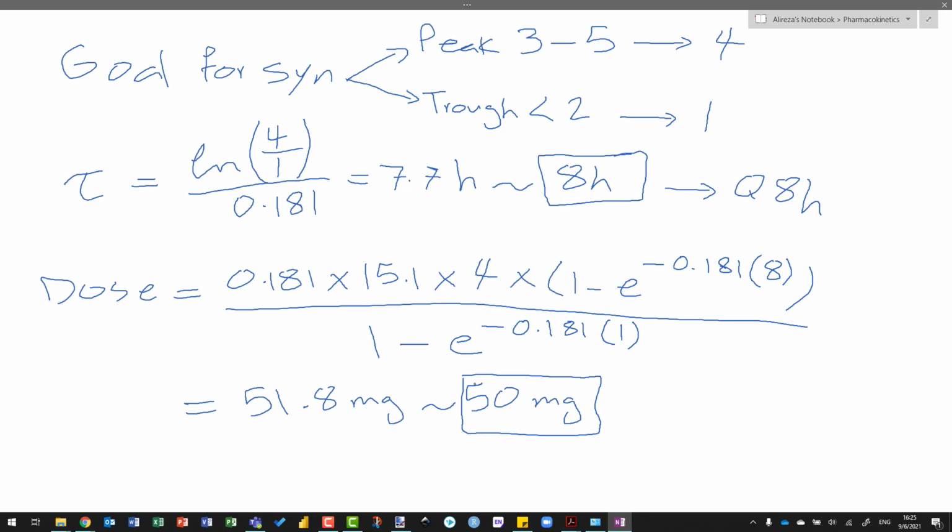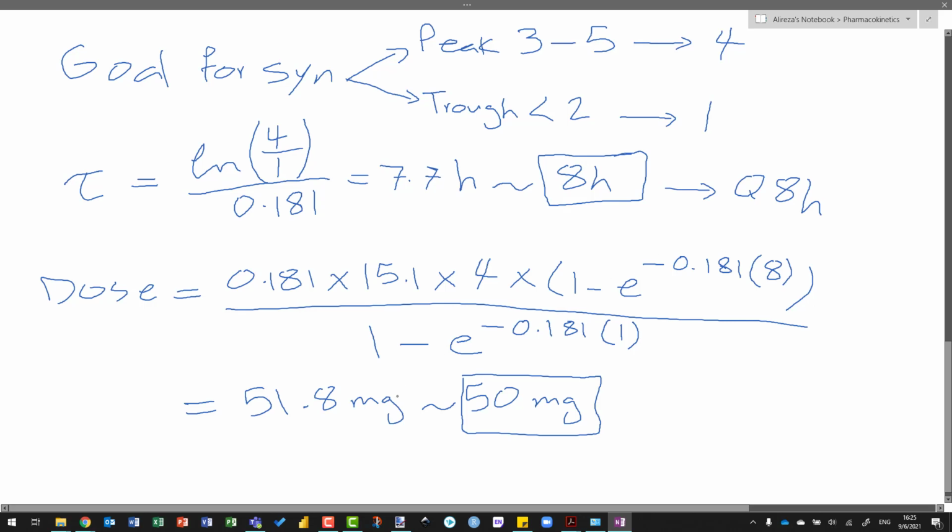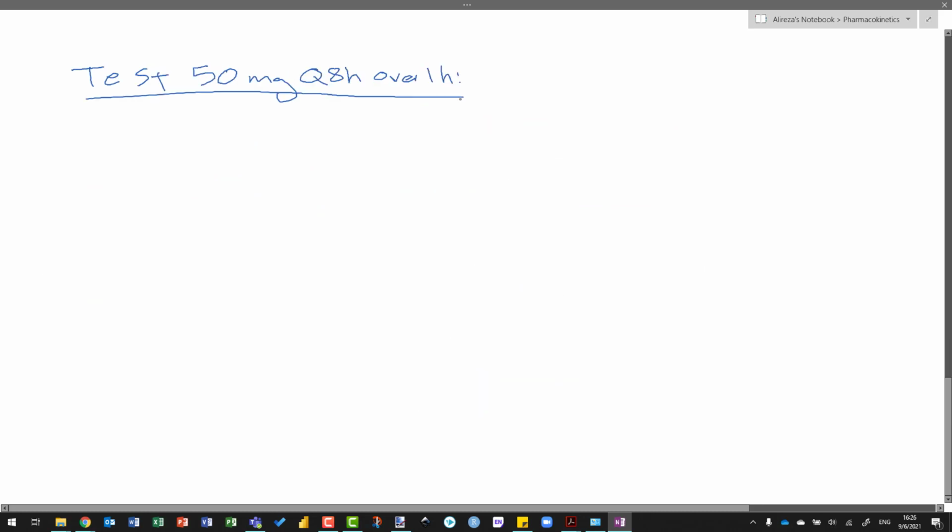Before we recommend this, since we did some rounding, we want to make sure that if we recommend this dose, we will get the peak and trough that we want. So we're going to test 50 milligram every 8 hours over 1 hour to see what would be the predicted peak. So now remember, we wanted to get a peak of 4. Now we're going to calculate what would be predicted. So we're doing 50 milligram infused over 1 hour. So you see this calculation becomes easy. So you don't have to divide 50 by 1 in your calculator.